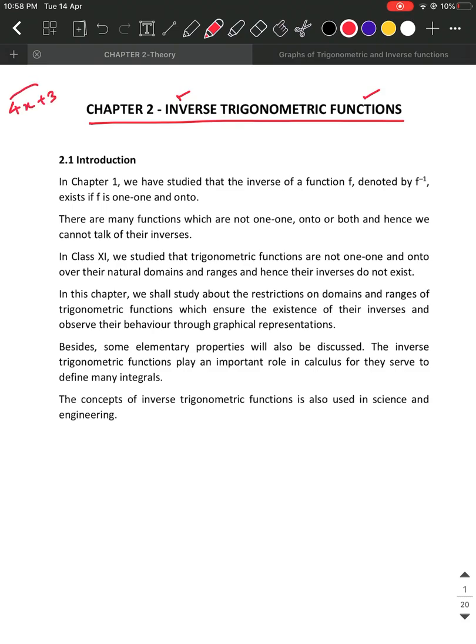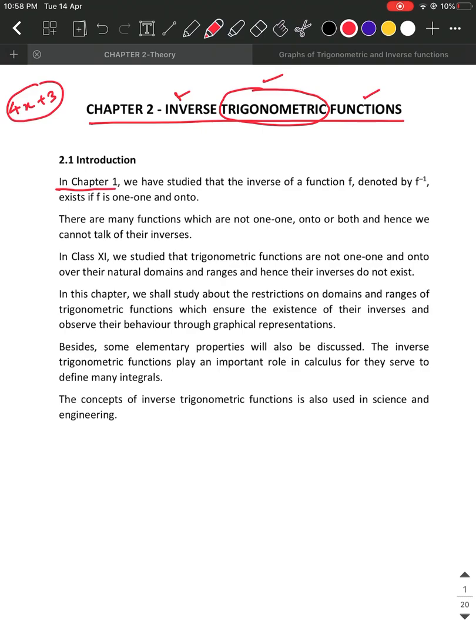These are all the functions which are called algebraic functions, or we can think of other functions. In this chapter, our main concentration is going to be only on finding the inverses of trigonometric functions, that is sine, cos, tan, and the remaining trigonometric functions. So let's see some basic introduction before we enter into the main context. Let's see what we are going to study in this chapter.